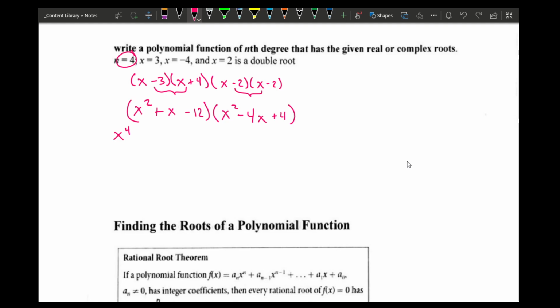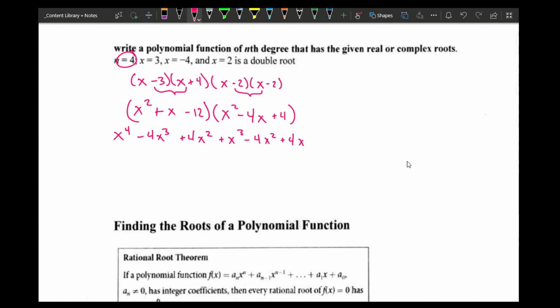x squared times negative 4x should be negative 4x cubed. x squared times 4 should be plus 4x squared. x times x squared will be plus x cubed. x times negative 4x will be negative 4x squared. x times 4 will be plus 4x.